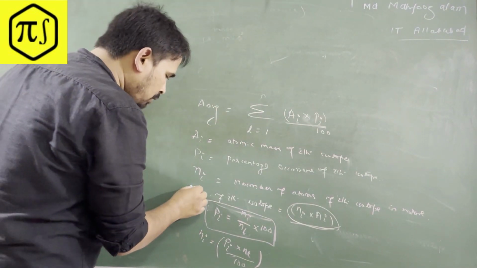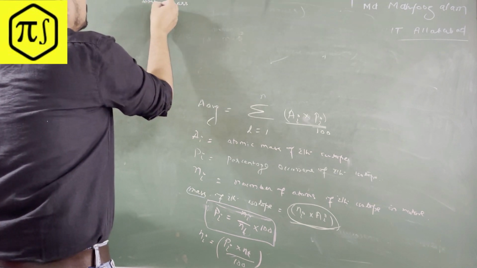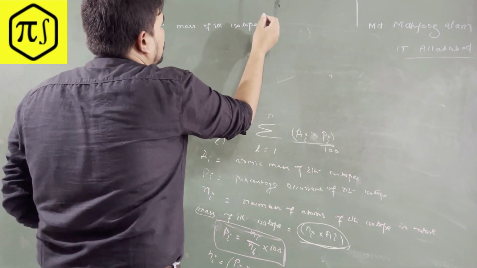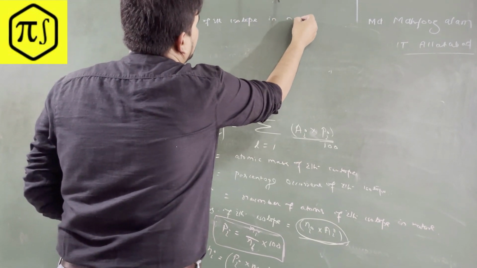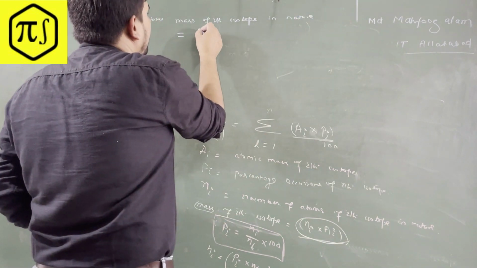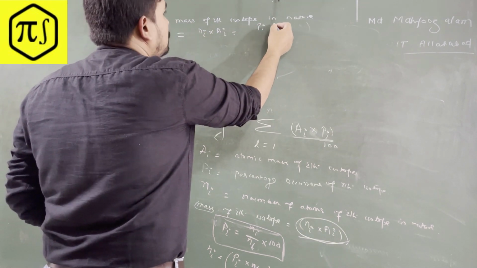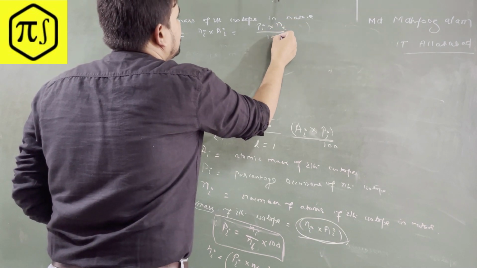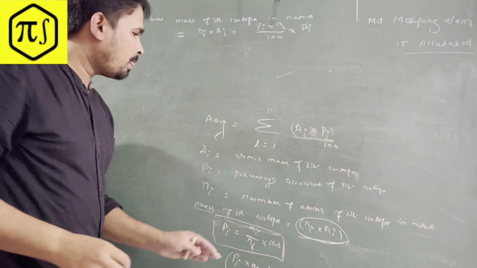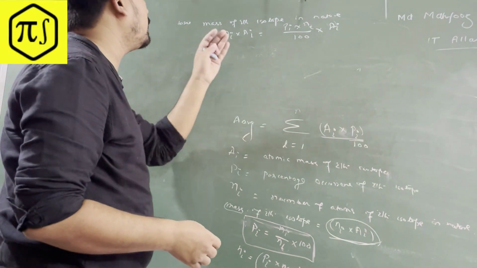Now we'll try to convert the total mass of the ith isotope in nature. It will be Ni into Ai, you know, right? In place of Ni we'll put Pi into Nt divided by 100, and then into the Ai. So now you know this for one isotope.